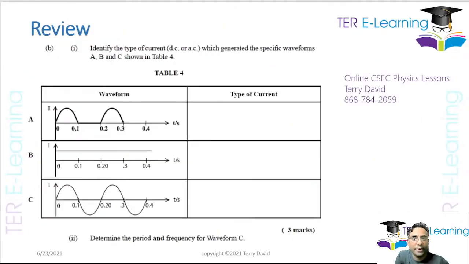I think I have a few more here. Yeah, I do. Let me ask you all something here. They want to know what type of current each of these is. So if you look at this waveform A, is A AC or DC?